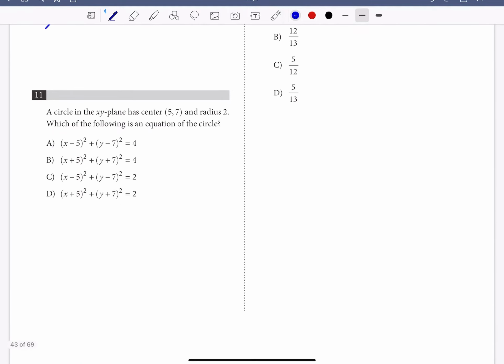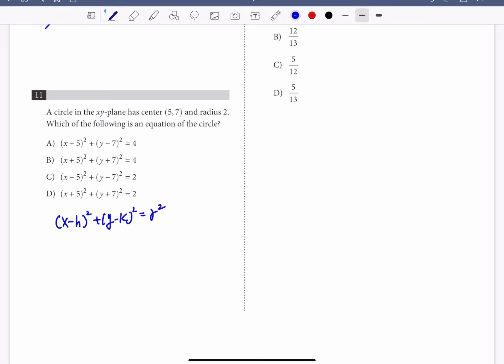Number 11. A circle in the xy-plane has center (5, 7) and radius 2. Which of the following is the equation of the circle? All right. The standard form of a circle is (x minus h) squared plus (y minus k) squared equals r squared. You need to memorize this.